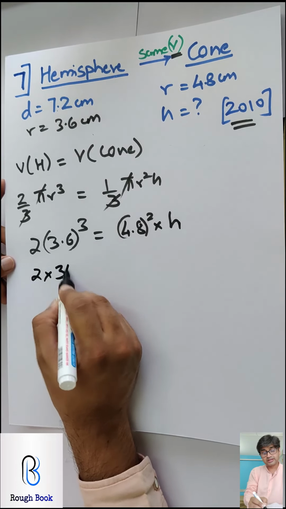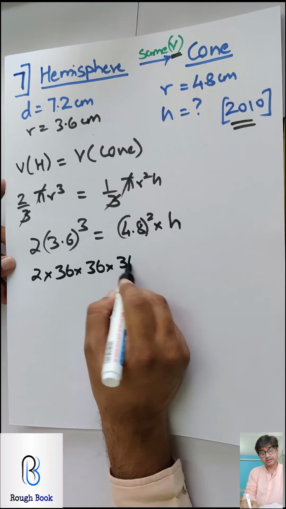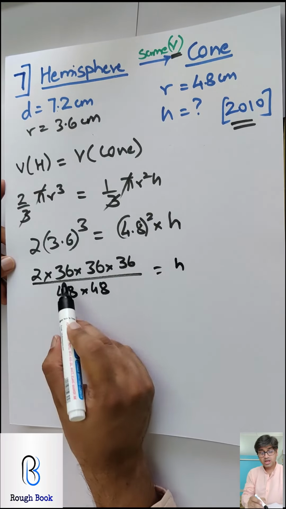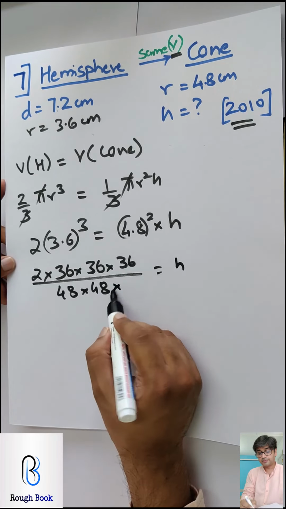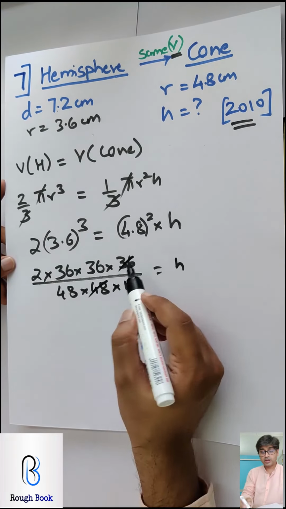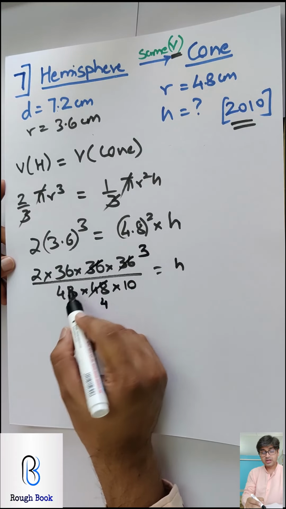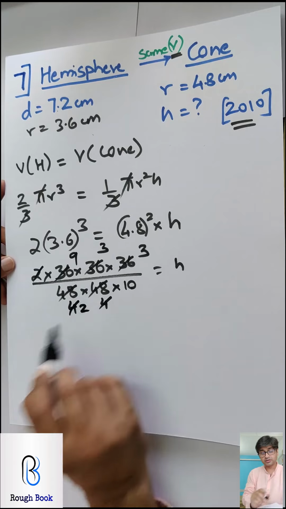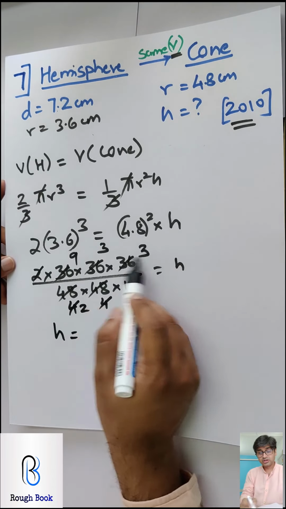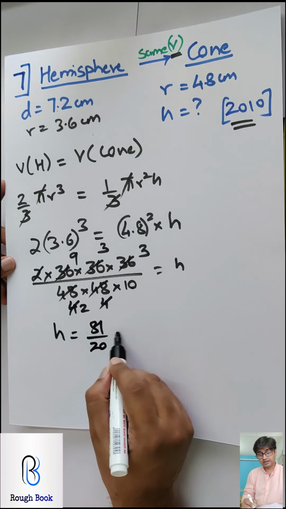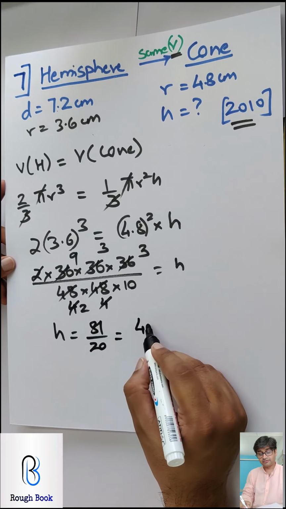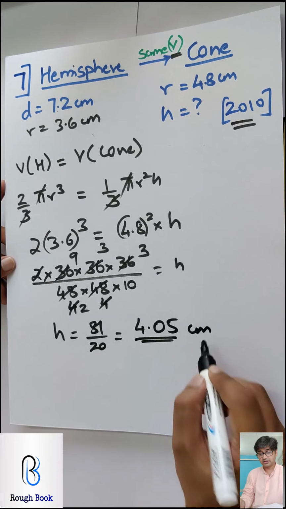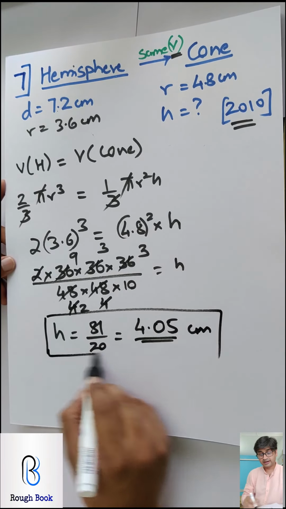So 2 into 36 into 36 into 36 upon 48 into 48 is equal to height. 2 decimals, 1 more, so 10. 12 4s are, 12 3s are, 4 1s are, 4 9s are, 2 1s are, 2 2s are. I can't cancel this further. So 9 into 9, 81 by 20. So that will be 40.5 and 1 0, so 4.05 centimeters. That should become your height.